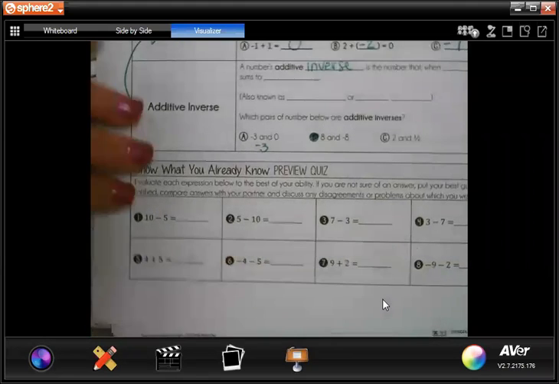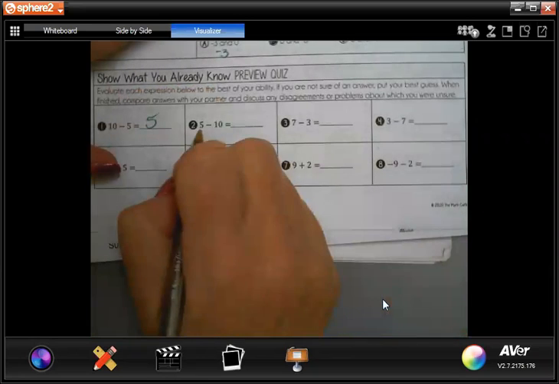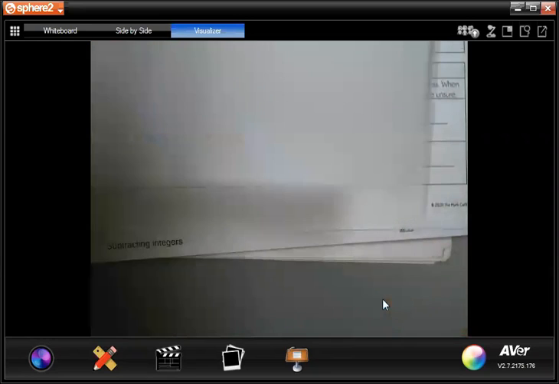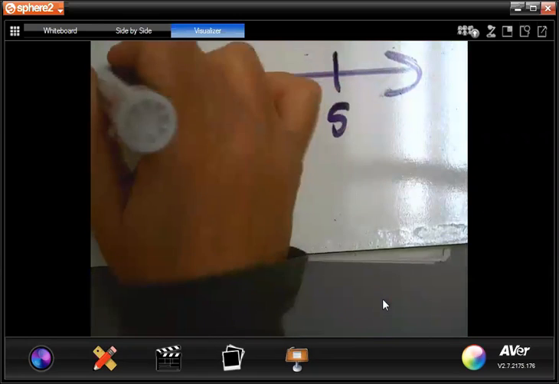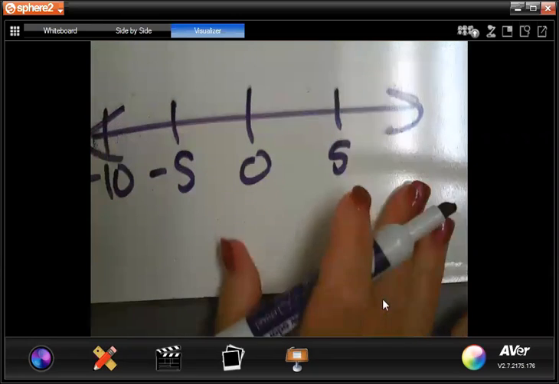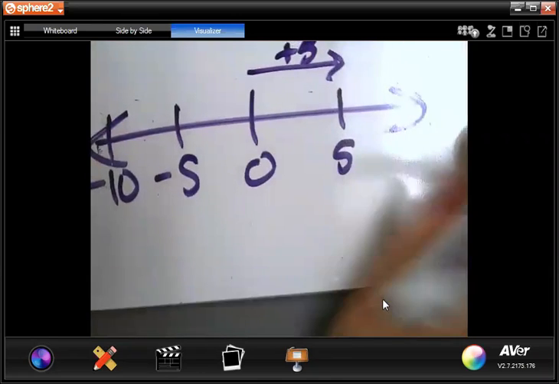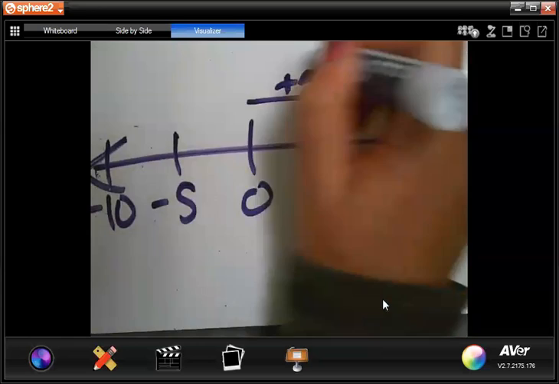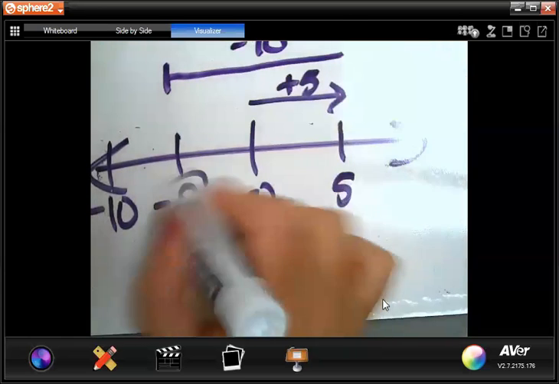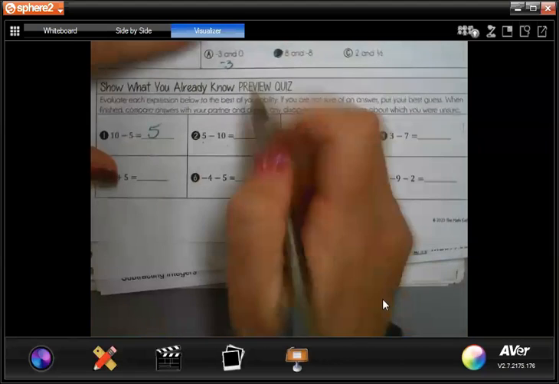Okay, so these are just basic problems. 10 minus 5 is 5. 5 minus -10, well, here's what this would look like on a number line. Here's 0, here's 5, here's -5, here's -10. We go up 5, so that's +5. Now we're going to subtract. When we subtract, we're going to go in the dark side. So we're going to subtract 10, -10, and this is where we land. We land on -5. Okay, so this is -5.